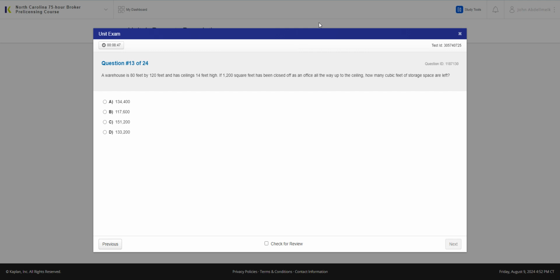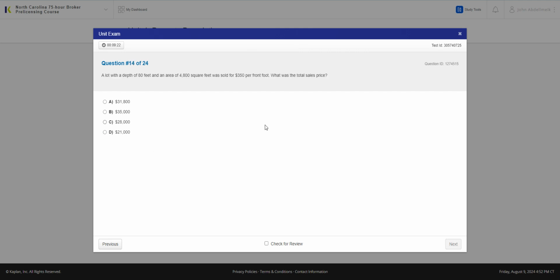And that equals 134,400 square feet, minus whatever they closed off. So that's going to equal 134,400 minus 1,200 equals 133,200. That's going to be my answer for this. We'll see at the end.